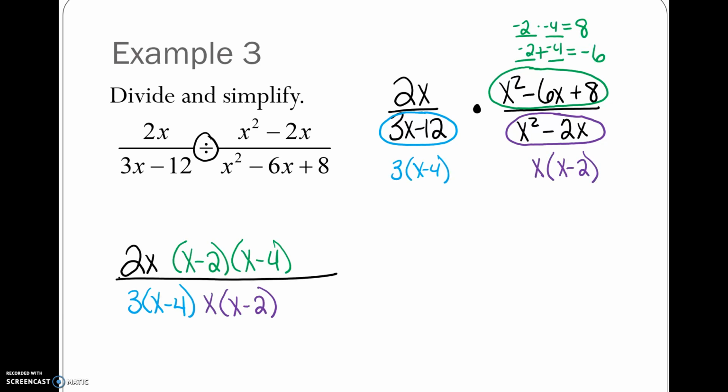Okay, now if you need to pause the video and look at each of these, go for it. The green was a trinomial, so you factor it by finding two numbers that multiply to give you 8 and add up to -6. The blue and the purple were both greatest common factor. What do those two terms have in common? Pull that outside of the parentheses. Once you have everything factored, what cancels on the top and the bottom?